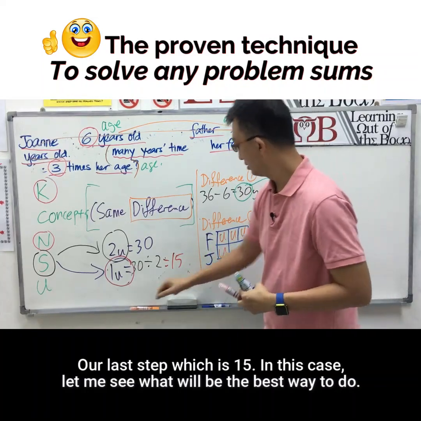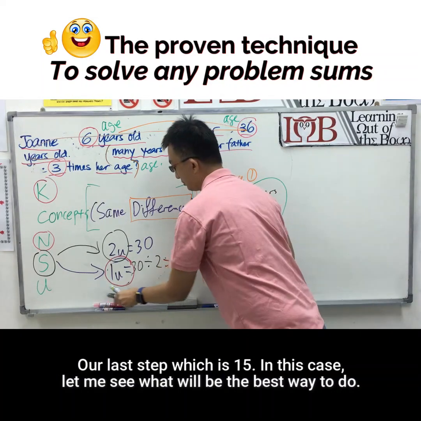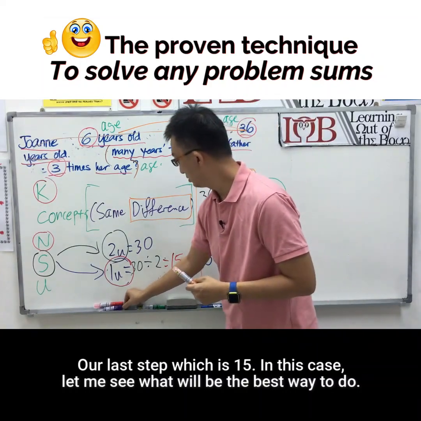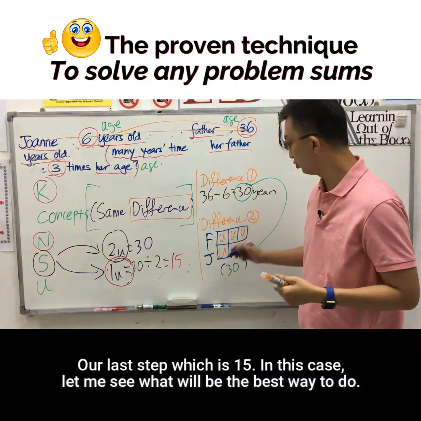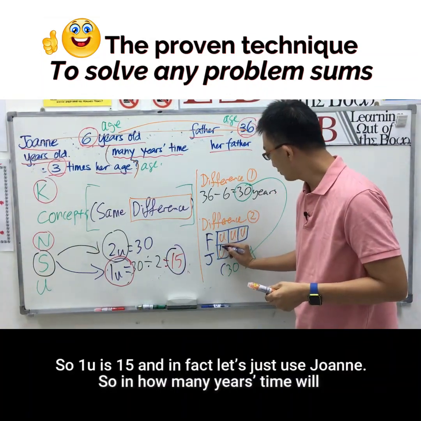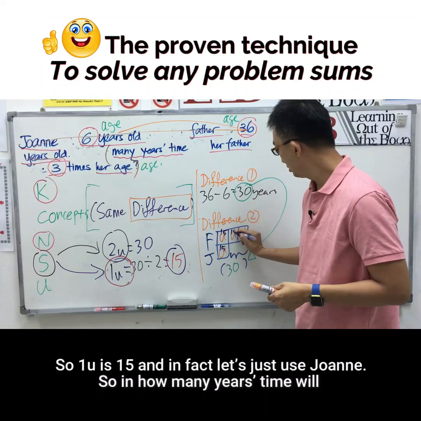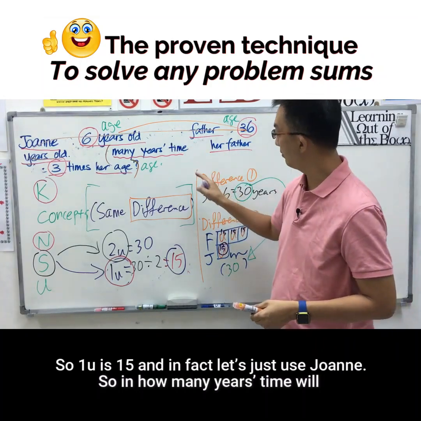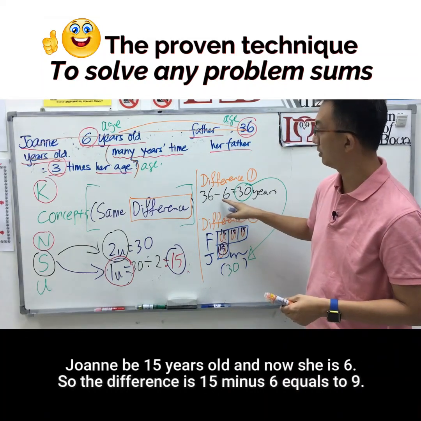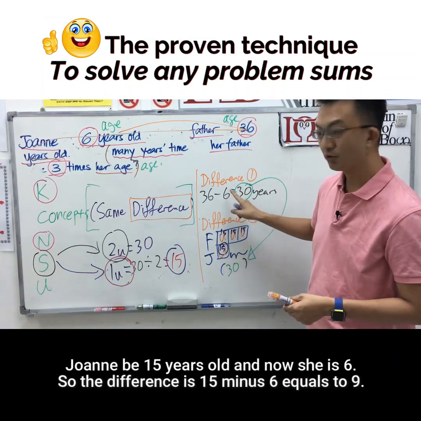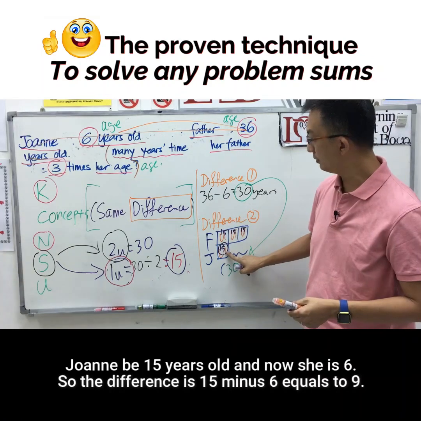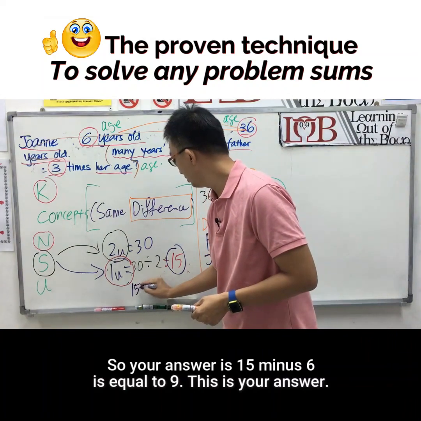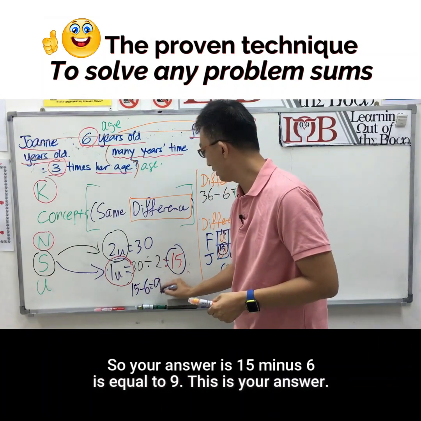So let me see what will be the best way to do. So 1u is 15, okay, 1u is 15. And in fact, let's just use Joanne. So in how many years time will Joanne be 15 years old? Now she's 6, so the difference is 15 minus 6 equals 9. So your answer is 15 minus 6 equals 9, and this is your answer.